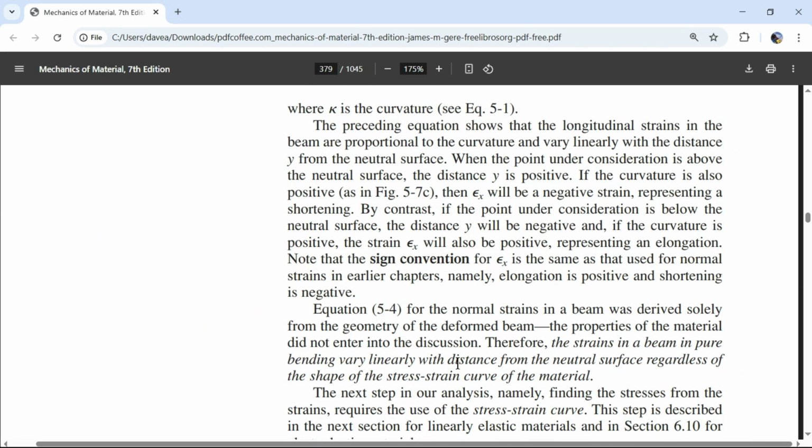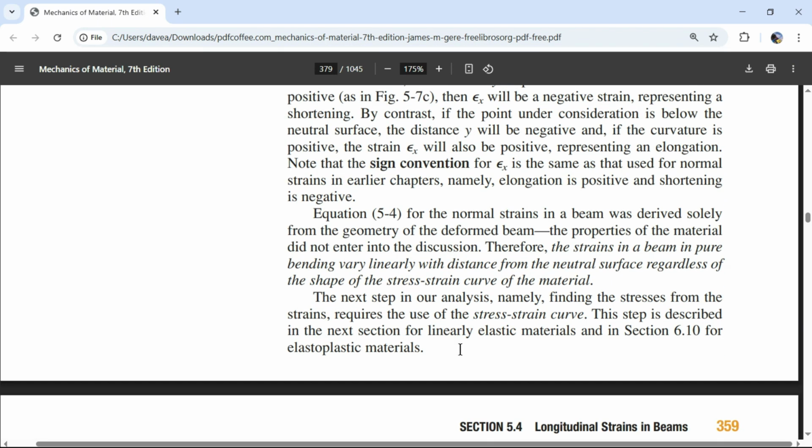Cool, we're almost there. Okay, so we just went over the sign conventions. Note that the sign convention for epsilon x is the same as that used for normal strains in earlier chapters. Basically, elongation is positive and shortening is negative.